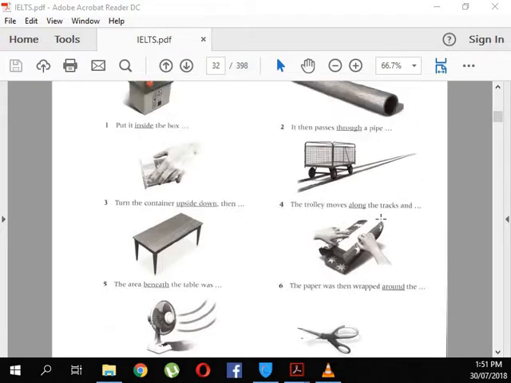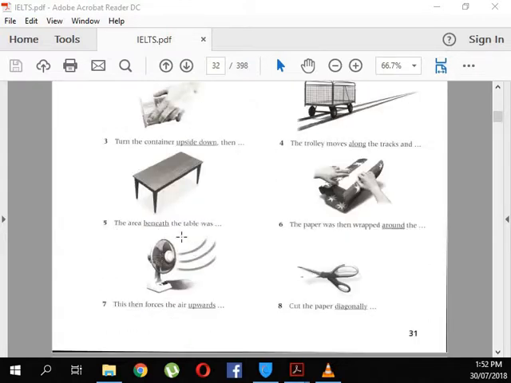The trolley moves along the tracks. Yeah, straight. It's moving along the track. So you generally go along the road or along the river, okay? Where the trolley is going along the tracks, we're just going to make an arrow like this, parallel to the track. Fifth, the area beneath the table, so beneath, the arrow is going inside, exactly.